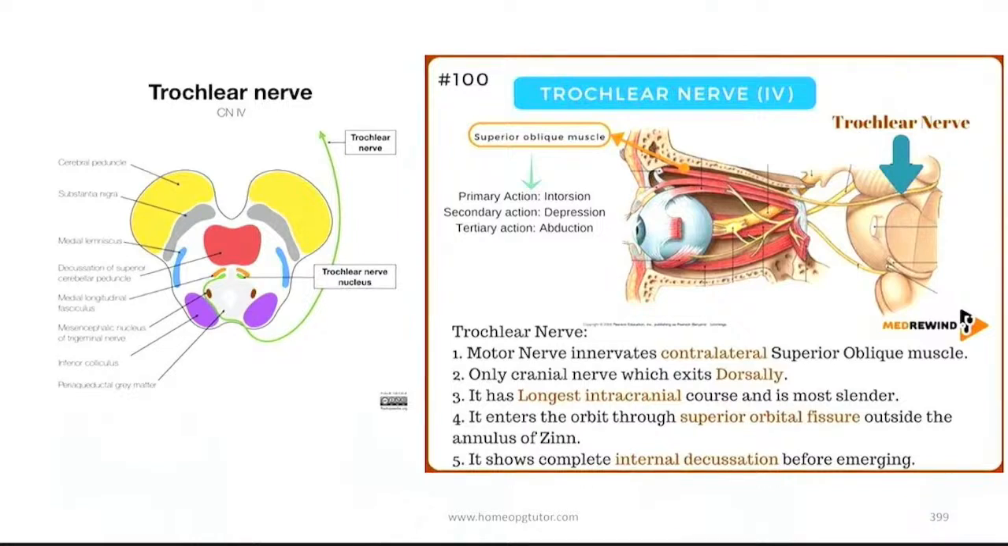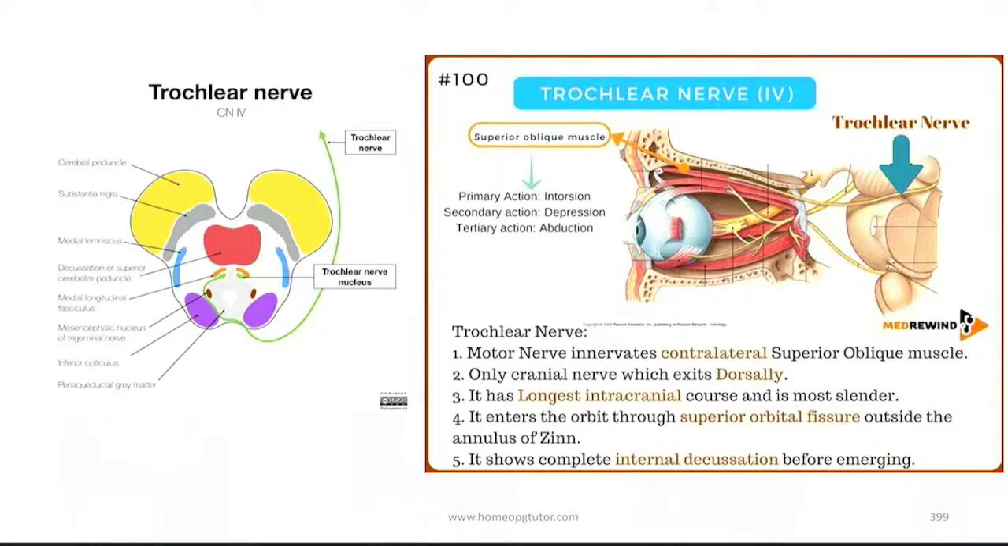The trochlear nerve is the smallest cranial nerve, but it has the longest intracranial course. Most of the cranial nerves have an extracranial and intracranial course, right? But the trochlear nerve has the longest intracranial course, but is the smallest one. Smallest or thinnest, you can say, because the number of axons of the trochlear nerve is lesser.